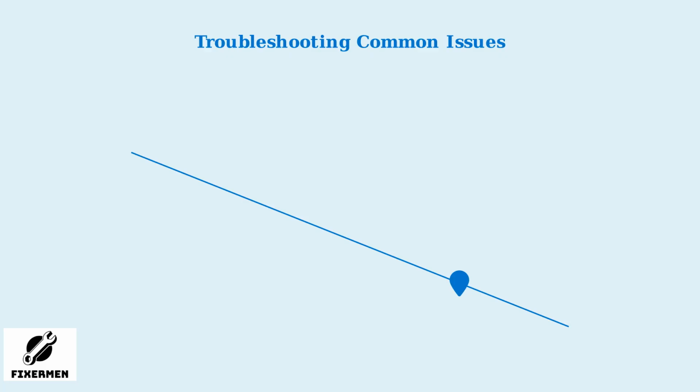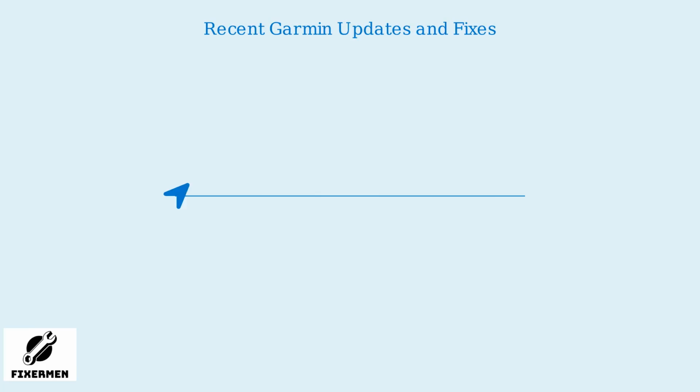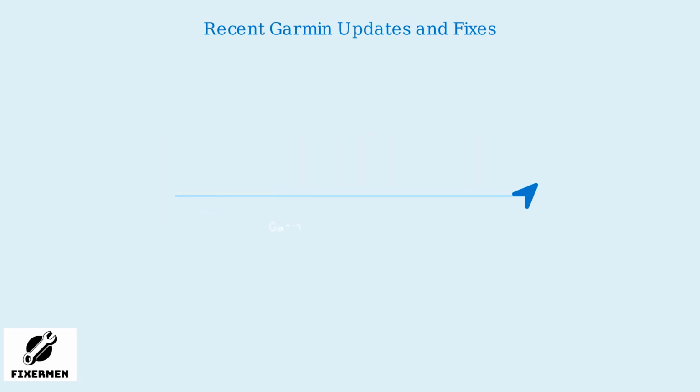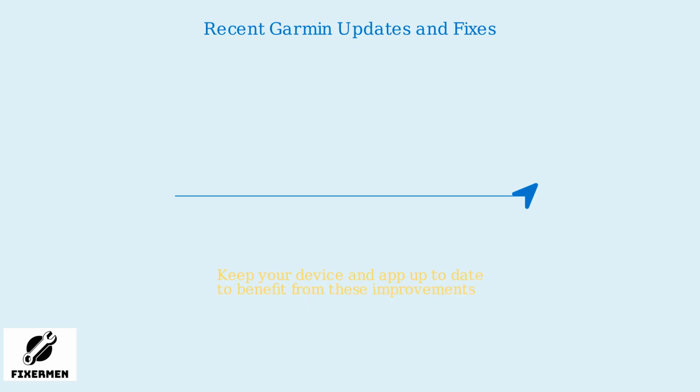If problems persist, try uninstalling and reinstalling the Garmin Connect app as a last resort. This clears any corrupted data and gives you a fresh start. Garmin has been actively addressing LiveTrack issues with updates. In March 2026, firmware update v9.0 for devices like the Forerunner 265 and Edge 840 enhanced background location handling. The Garmin Connect app version 5.8 Plus on iOS and Android includes a location permission wizard to guide users through setup. Make sure your device and app are up to date to benefit from these improvements.